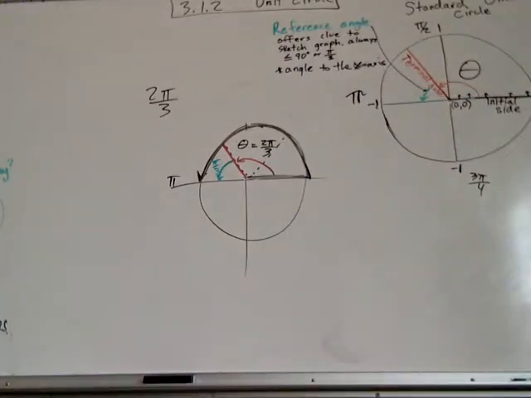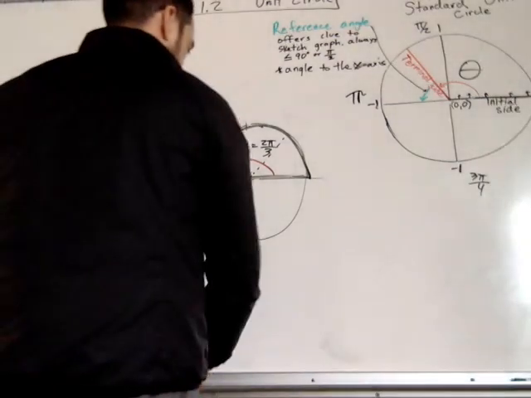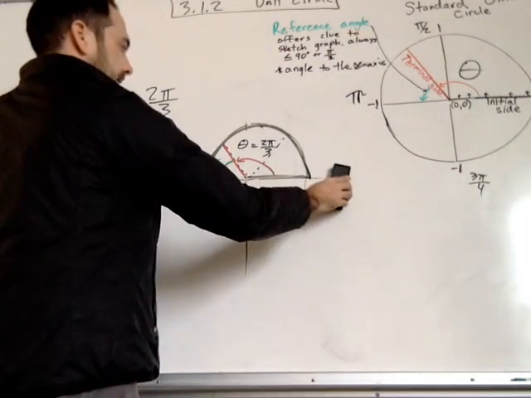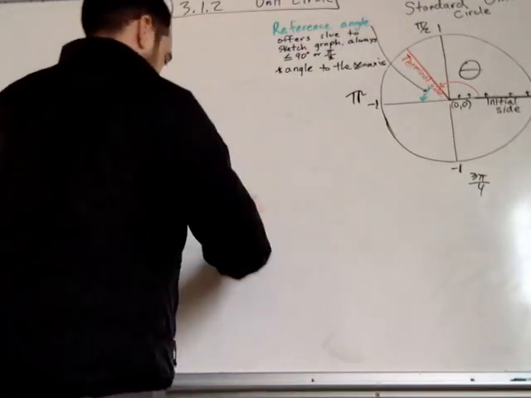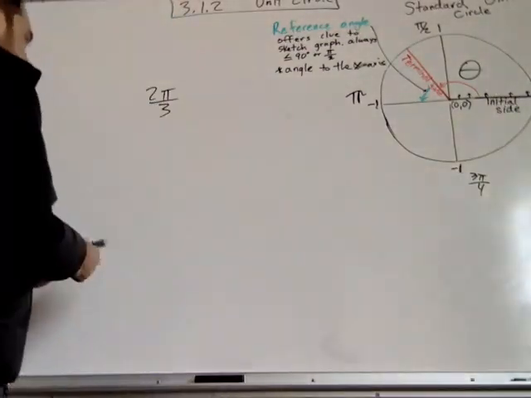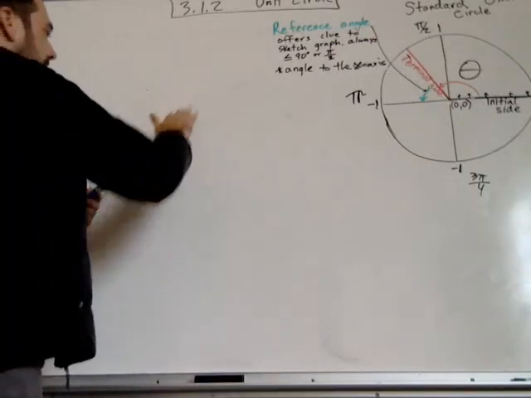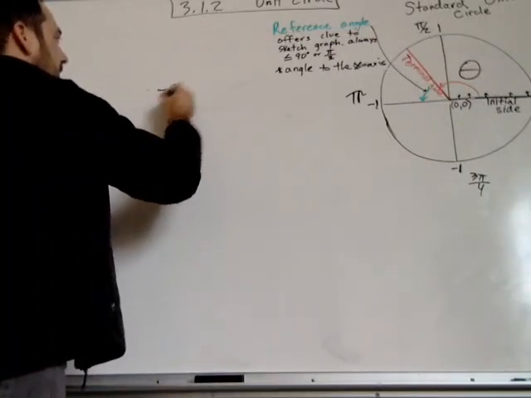So I'm going to give you an example problem now that's a little harder. Let's do 7 pi over 6.